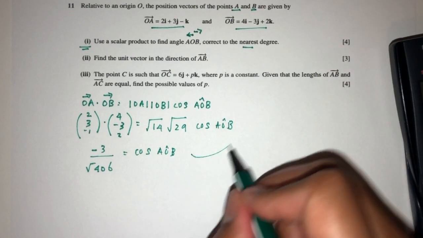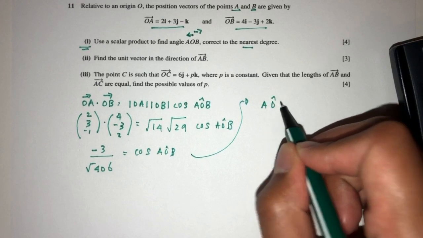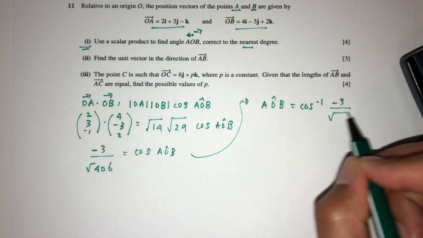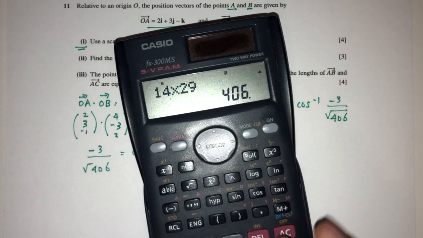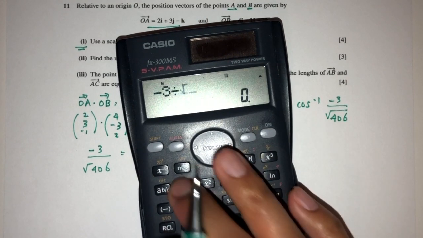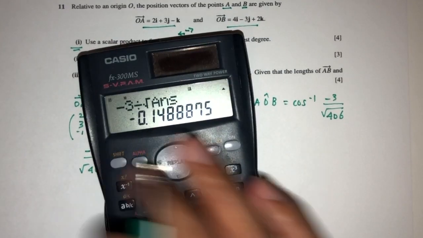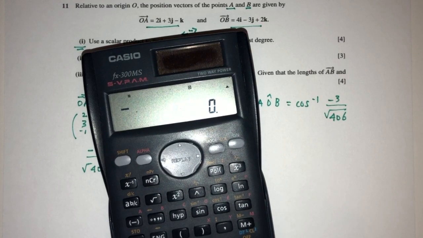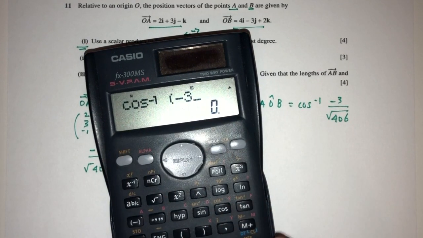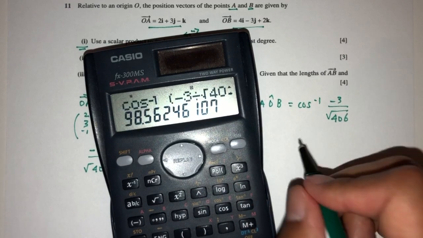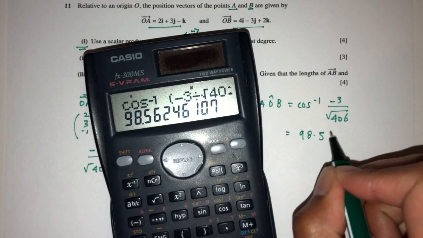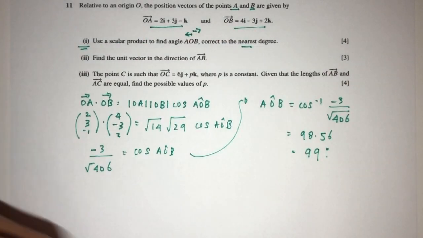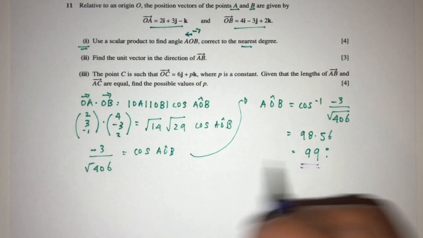From this we can find the value of the angle AOB, that will be cos inverse of this. Let's see what we have. So minus 3 divided by root 406. Cos inverse of that, and here we have to use degrees, so cos inverse of minus 3 divided by root 406. That should be 98.56, which is 99 degrees, correct to the nearest degree. That is part 1 of the question.